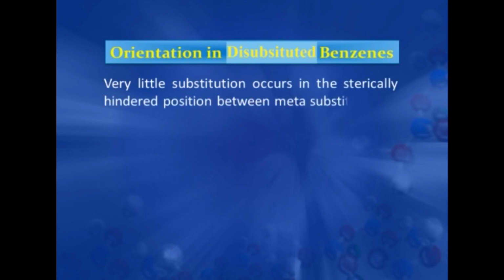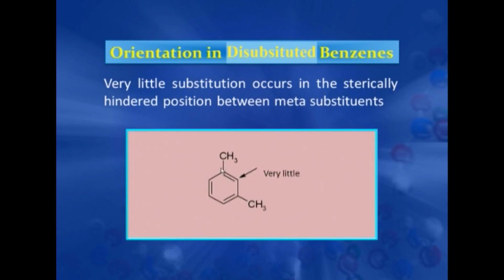Now the last case: very little substitution occurs in the sterically hindered position between meta substituents. So these two methyl groups are present, and this position is ortho to both of these methyl groups. Because both are ortho and para directors, the incoming group can enter this position also, but as this is in between these two groups, this position is sterically hindered. So that is why the attack will take place mainly on the other position, and this isomer will be of lesser percentage.